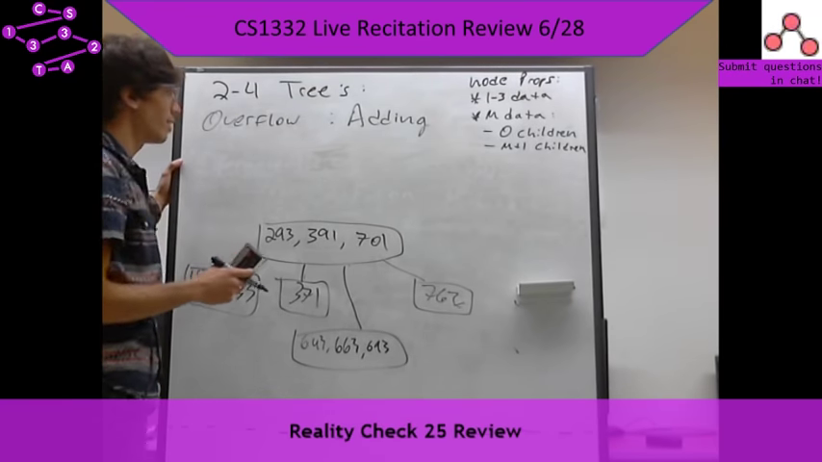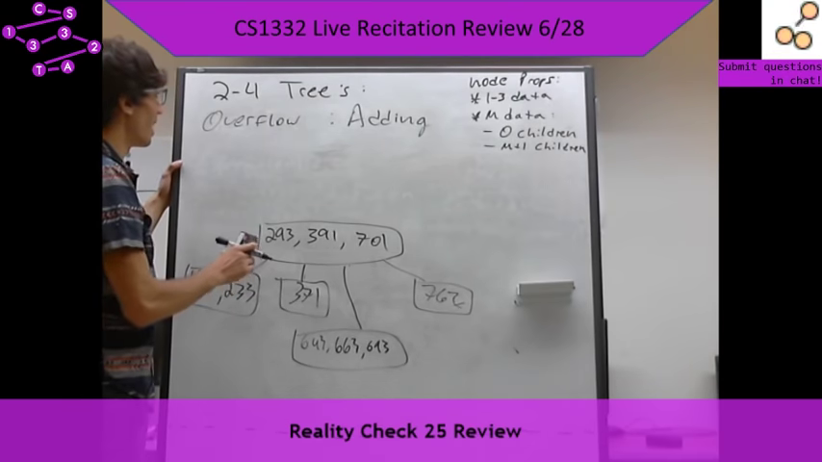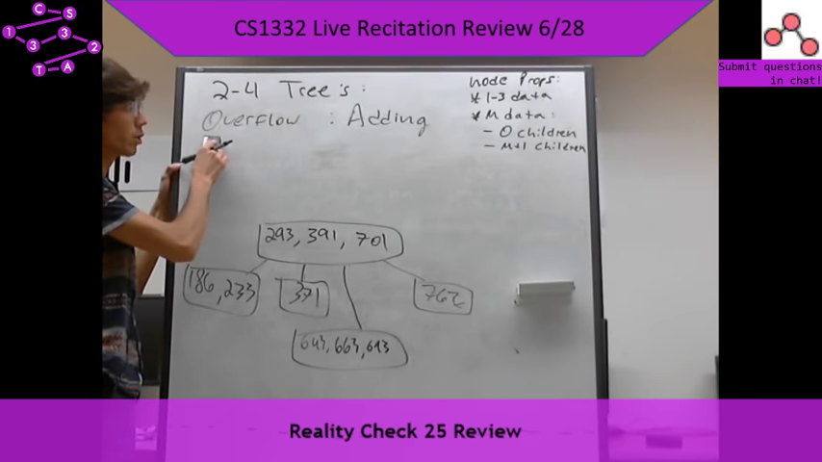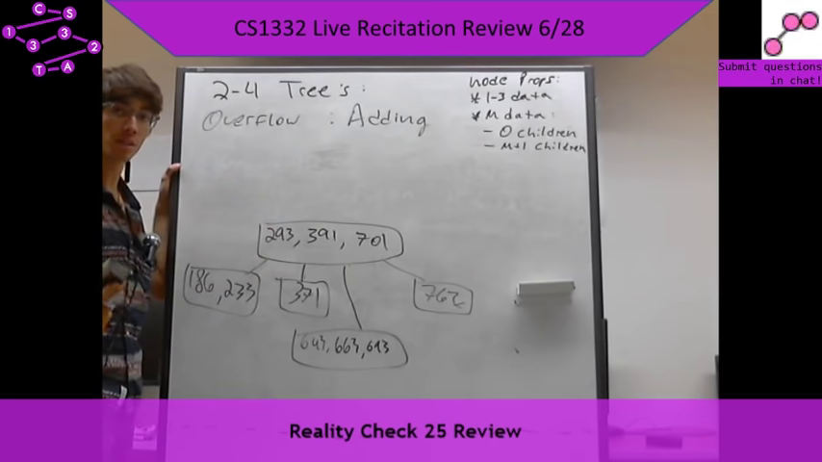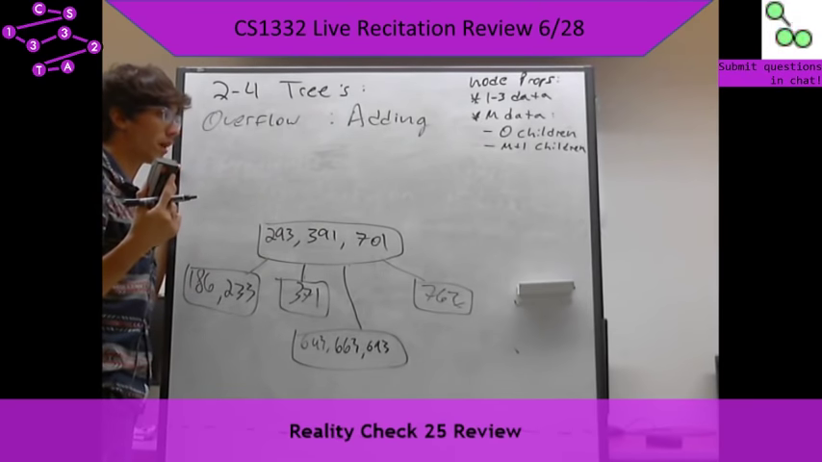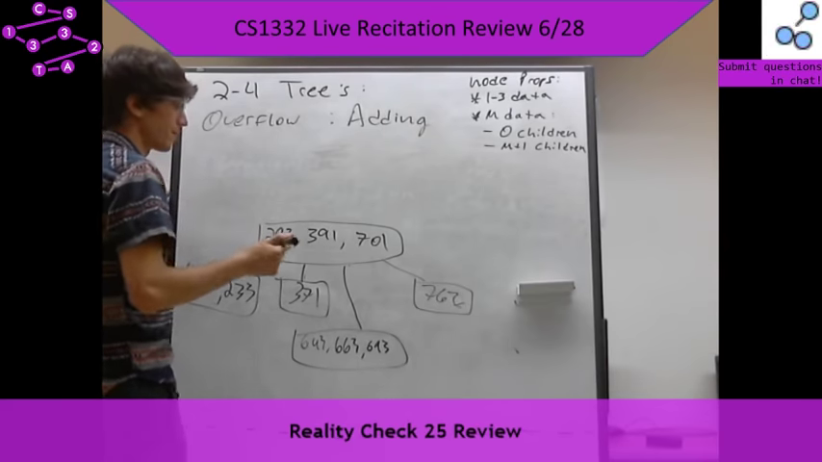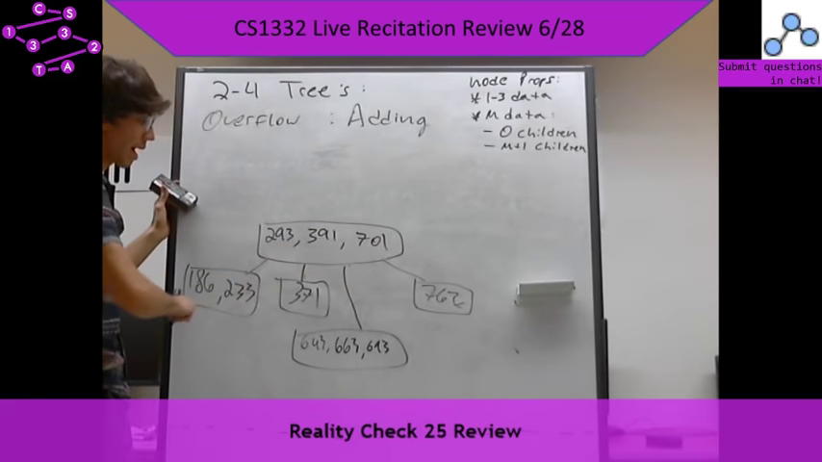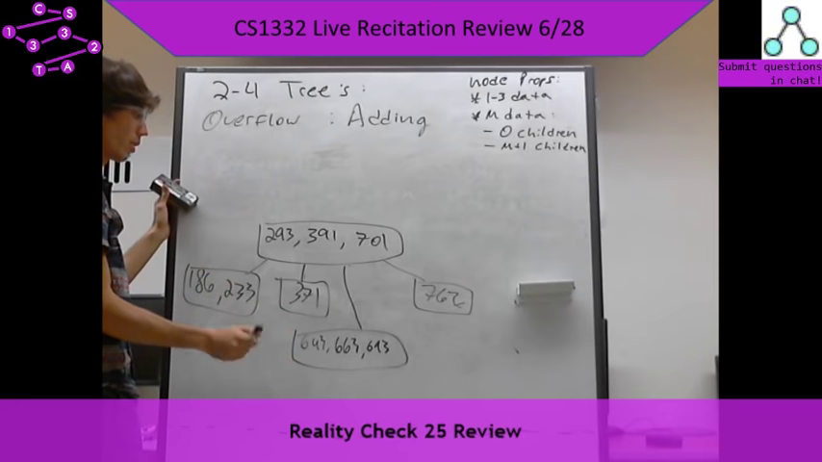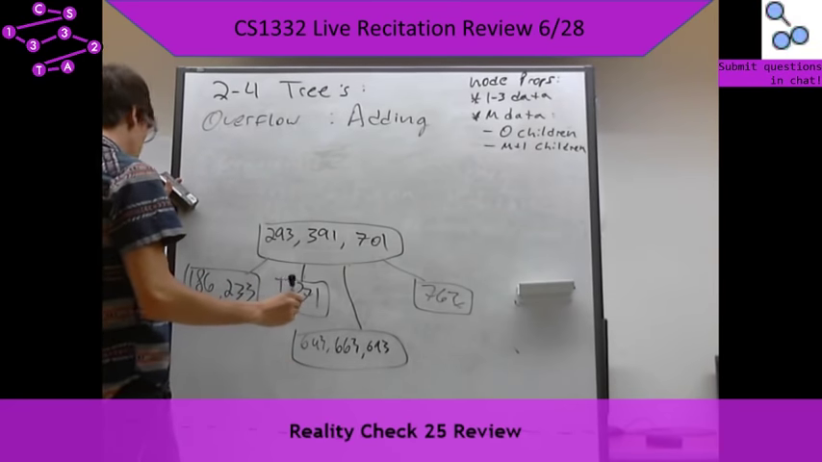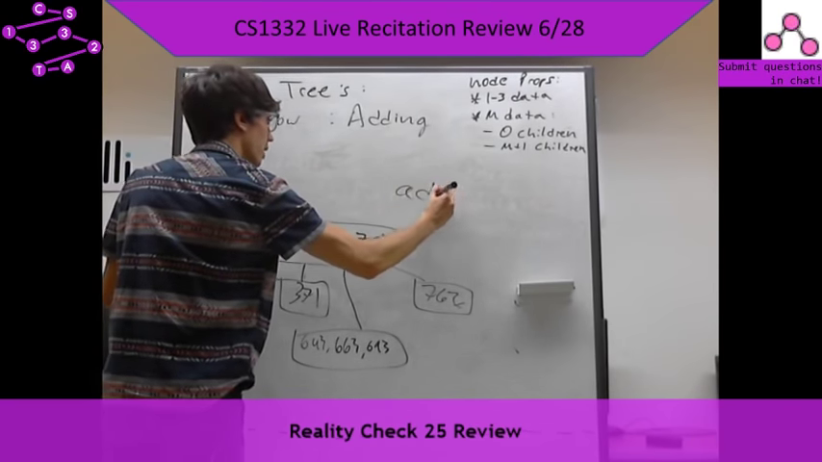Cool. Sorry for the brief technical difficulties. We're back in the case where we're looking at overflow, right? And we're doing adding. This is going to show you an example of overflow propagating all the way through the tree. So this is from the reality check. It was a tree I was copying down before we went off. Nothing's changed on it.